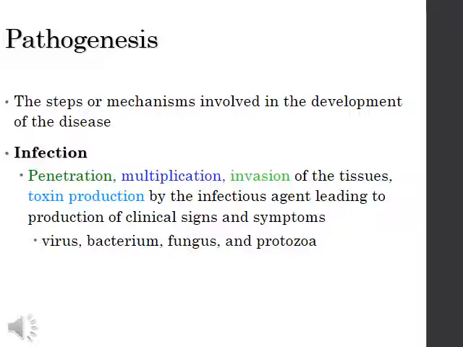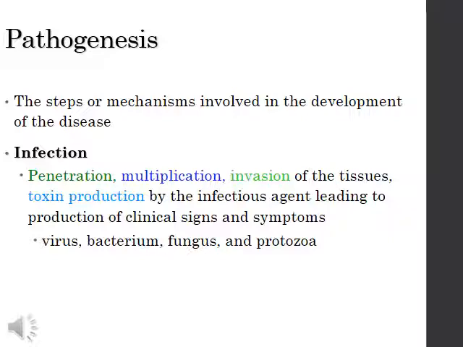And before studying pathogenesis, what are infections? Infection is actually penetration, multiplication, invasion of tissue, and toxin production by the infectious agent, leading to the production of clinical signs and symptoms. So what are infections? Infections are actually penetration, multiplication, invasion in the tissue, toxin production by the infectious agents, leading to the production of clinical signs and symptoms.